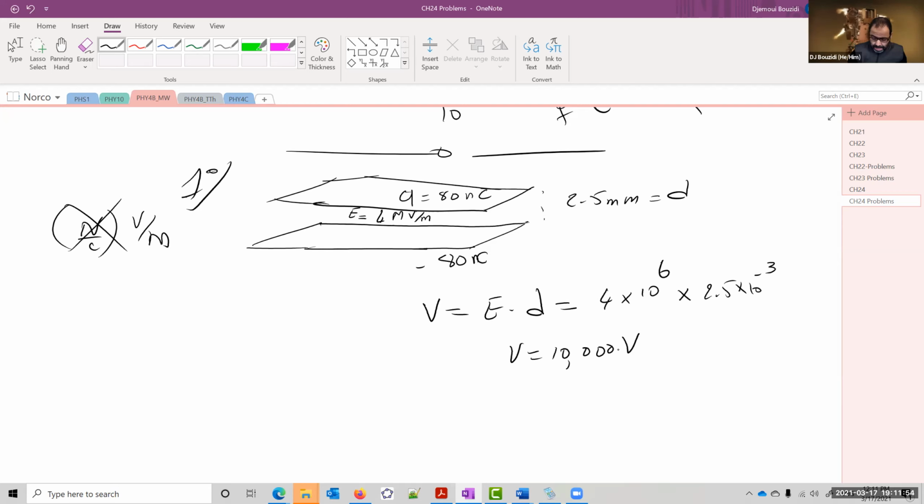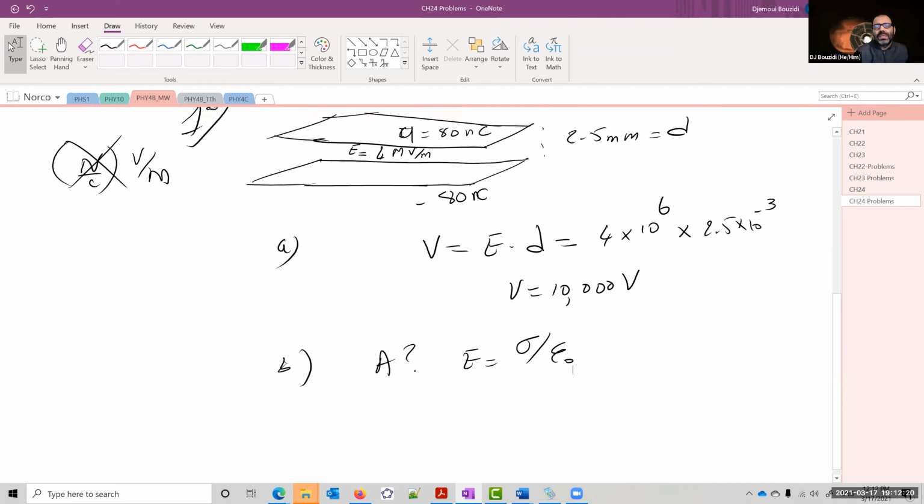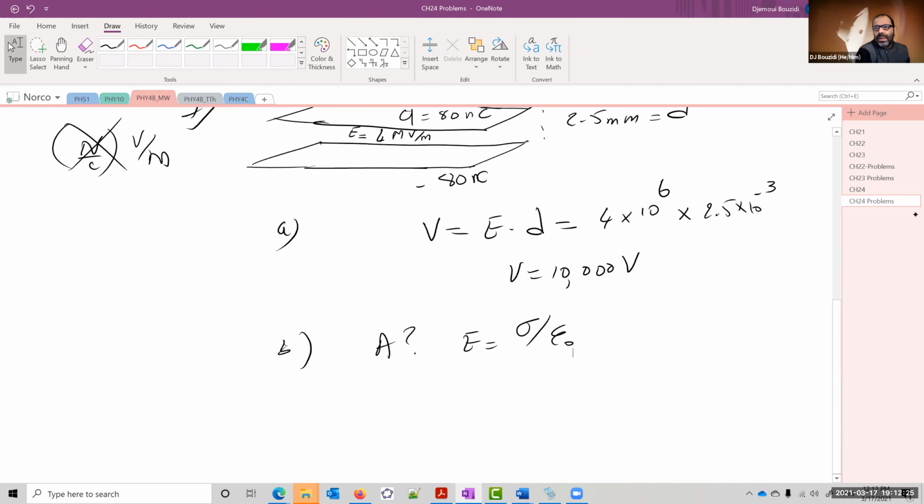B, the area between the plates. Now we need to find the area between the plates. I know, so this is A. B now. The area between the plates is such a way that E is equal to sigma over epsilon naught. And we know E is given, 4 times 10 to the power 6. And sigma is Q divided by A. Sigma is the charge Q divided by the area A.